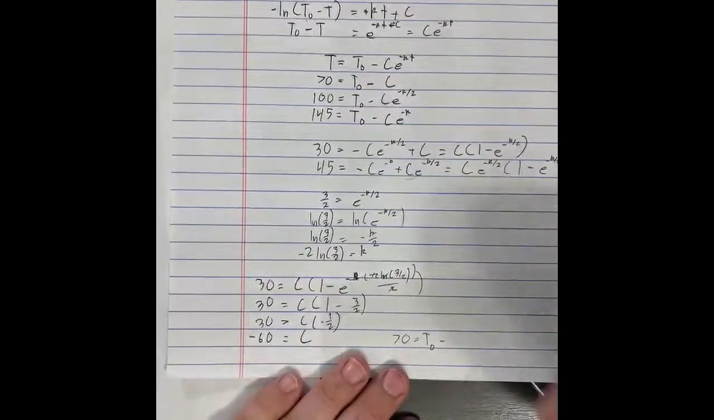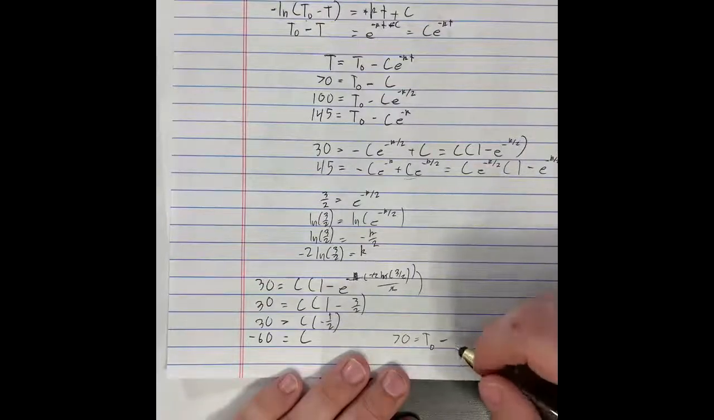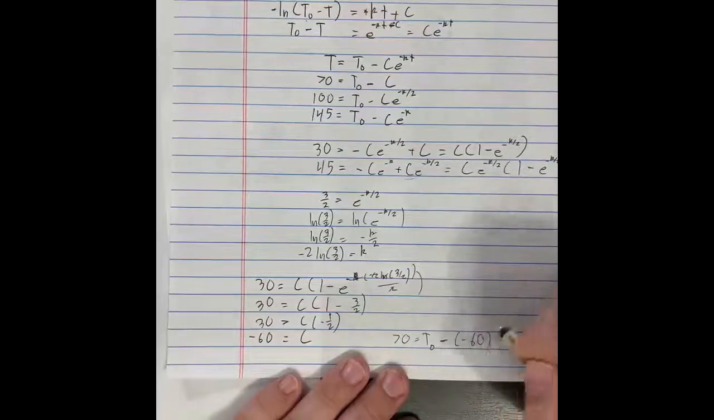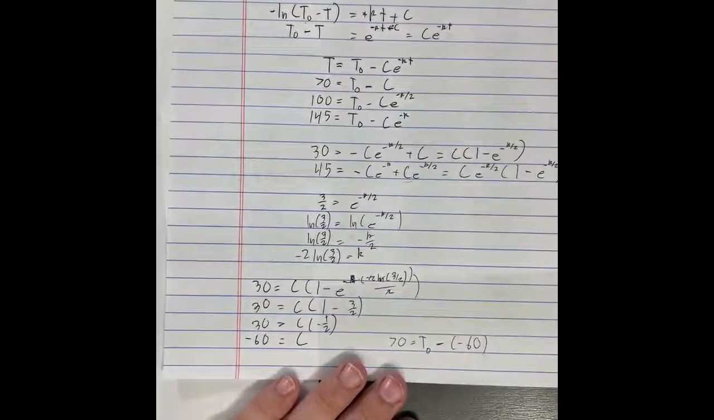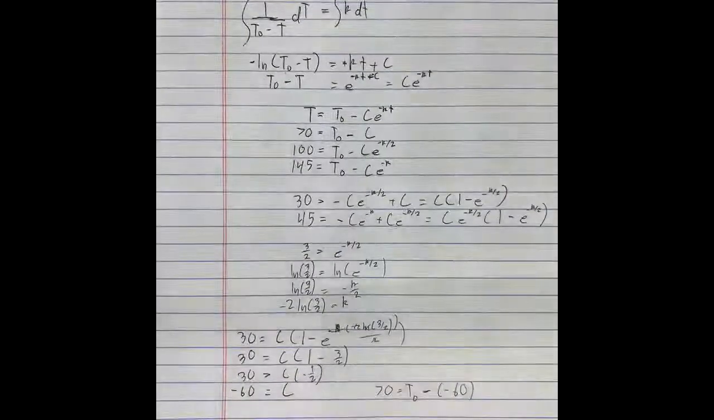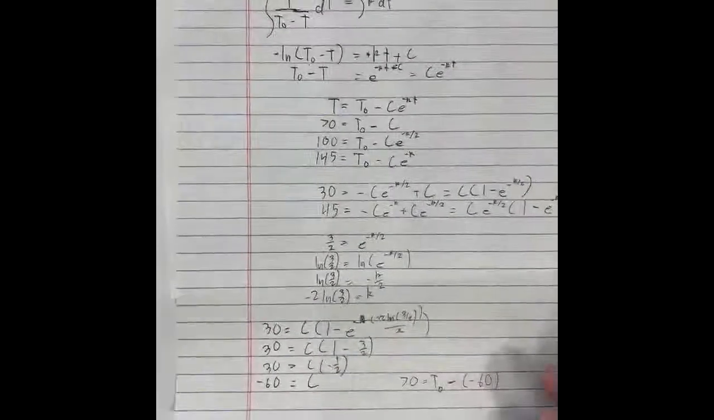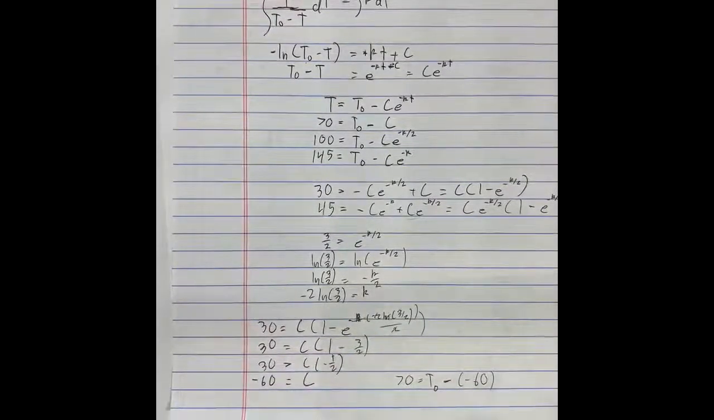Oh my goodness. Sign here again. So plus negative, minus 60. Well, interesting. I will have to work this through and get back to you guys with the solution to this problem. I think I'm just making a sign error here somewhere.